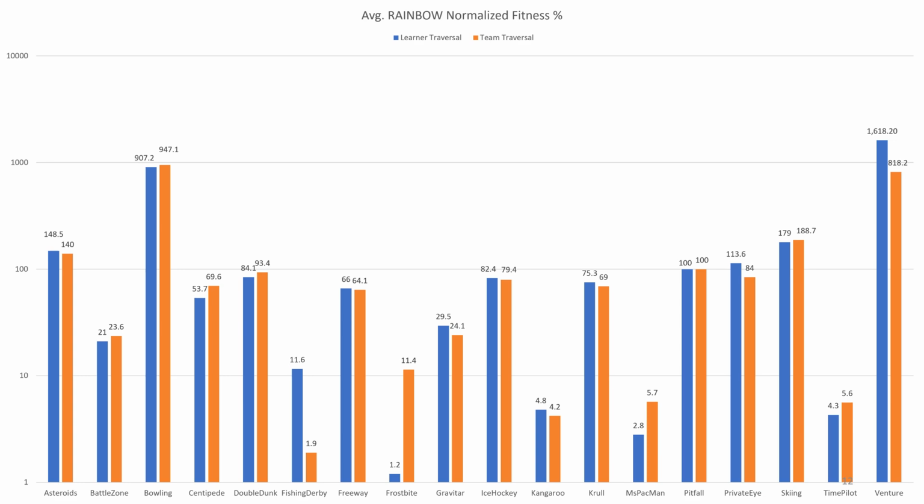Notable exceptions include Fishing Derby, where learner traversals performed better, Frostbite, where team traversals performed better, and Venture, where learner traversals performed better. Note the log scale on the y-axis.